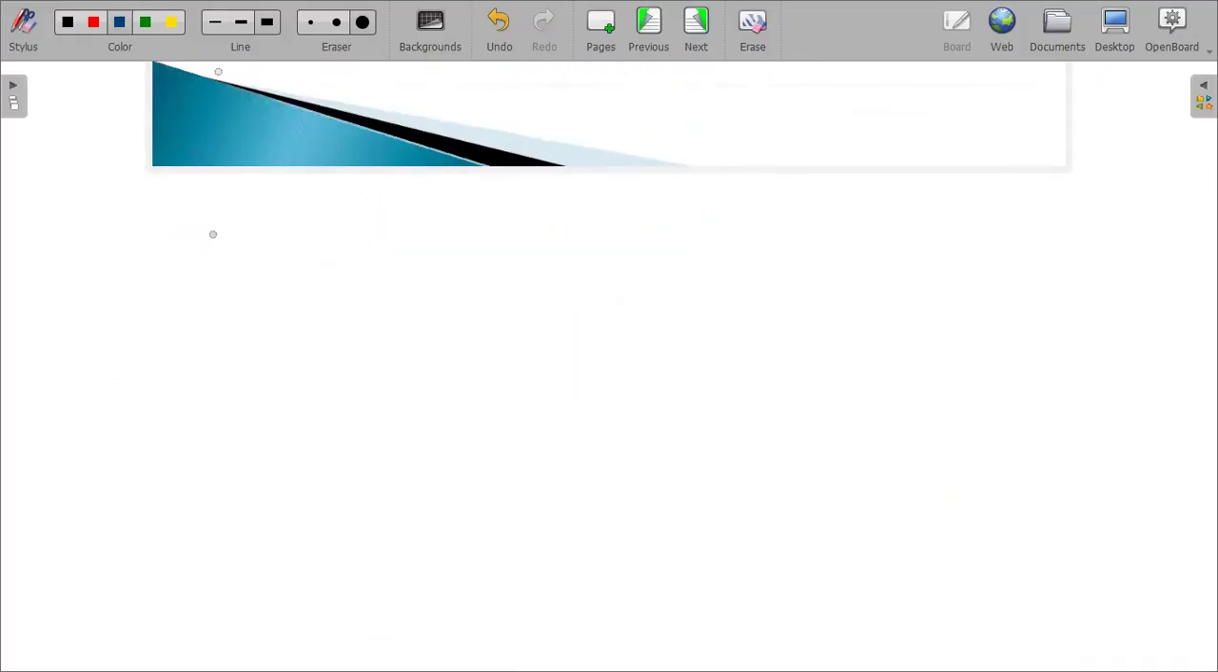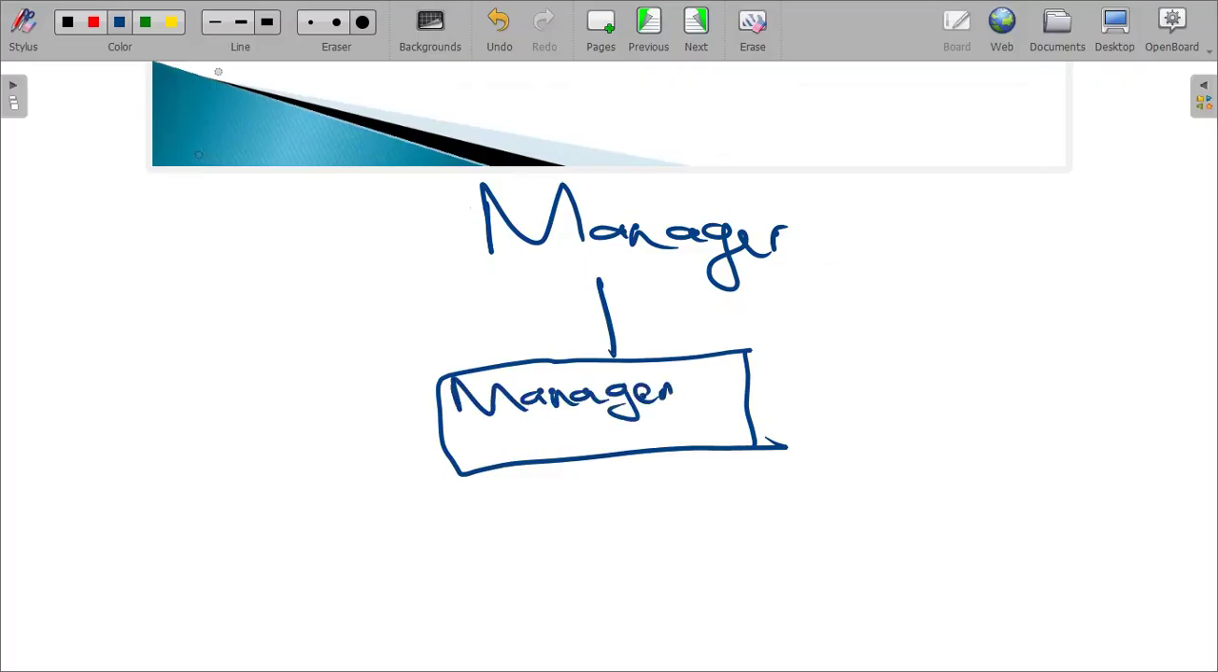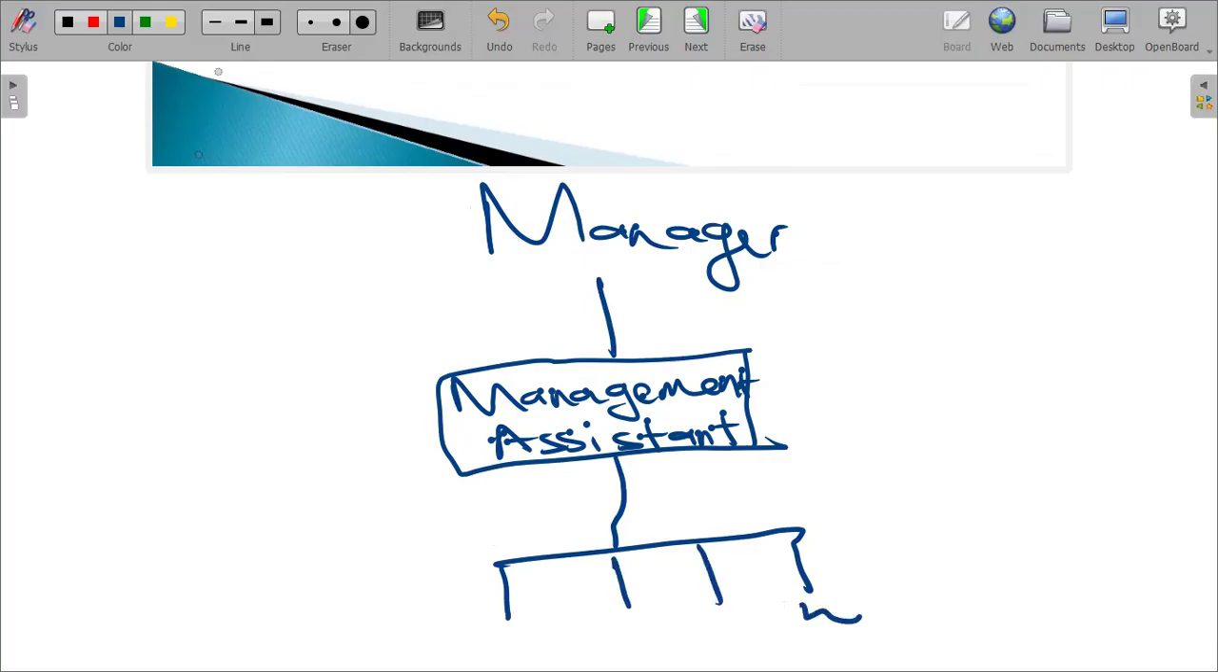So the line and staff organizational structure will look like this. There is a manager, right? After the manager, you can find that there are management assistants, who will assist the manager in making decisions. And then lastly, there are workers in the organization. They are general workers or employees within an organization.